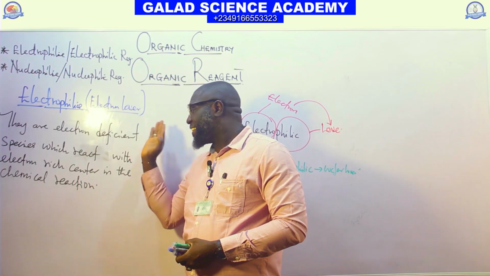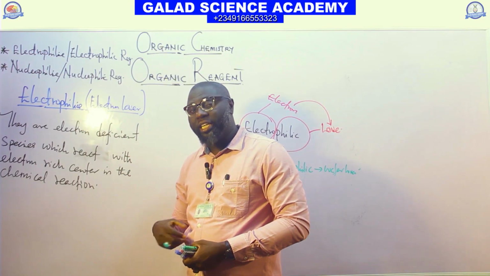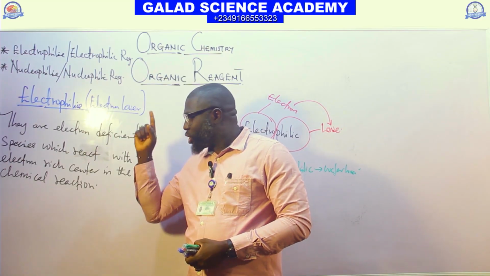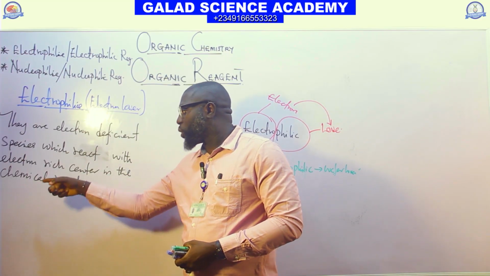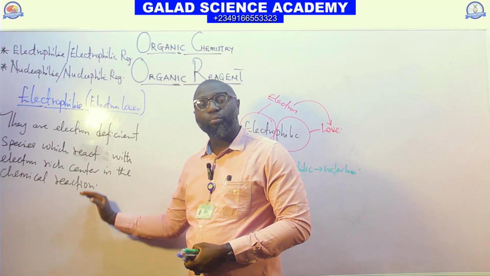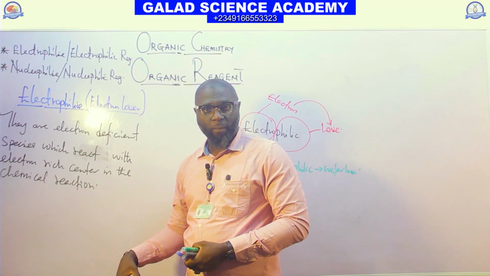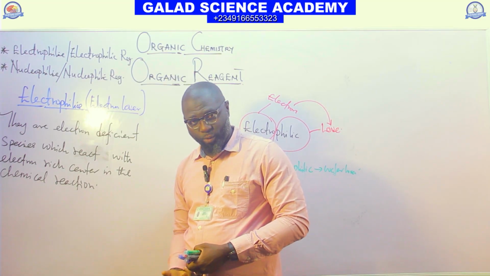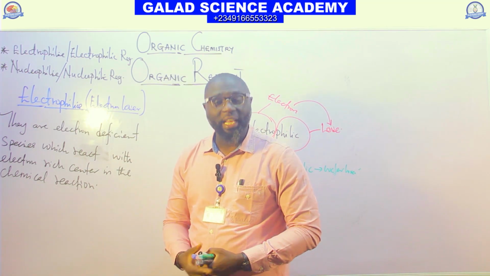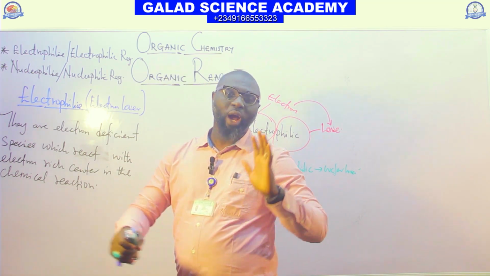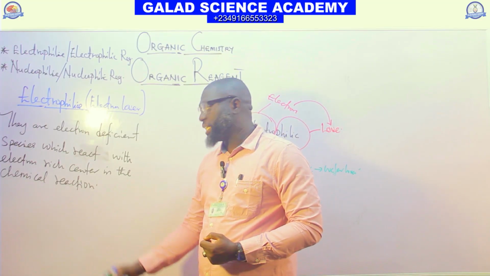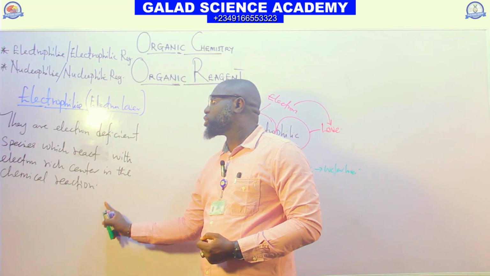They are electron deficient species, species of a compound that lacks electrons, and they always react with electron rich centers. So they are poor in electrons. They are not stable, and they need to be stable. As a result, anywhere they see electrons, they attack the place in order to pick up the electron. That is electrophilic.